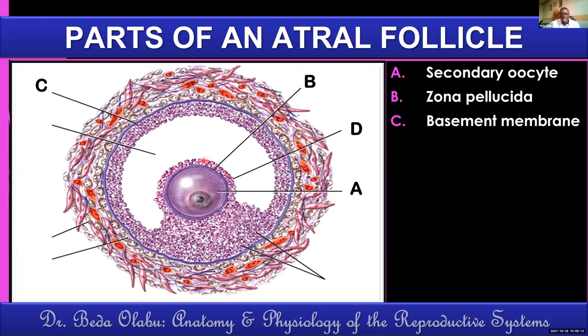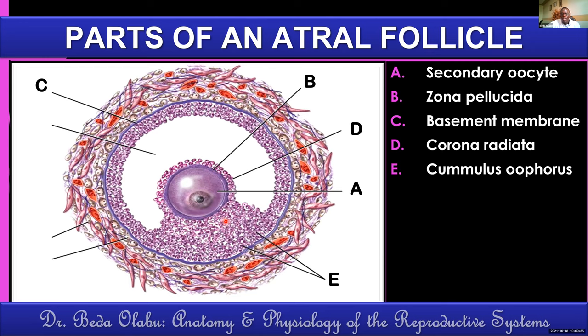The population of granulosa cells immediately external to the zona pellucida are known as the corona radiata. The population of granulosa cells which suspend the oocyte into the antrum are known as the cumulus oophorus. And lastly, we have the population of granulosa cells external to the antrum. This population of granulosa cells is what we call the stratum granulosum.